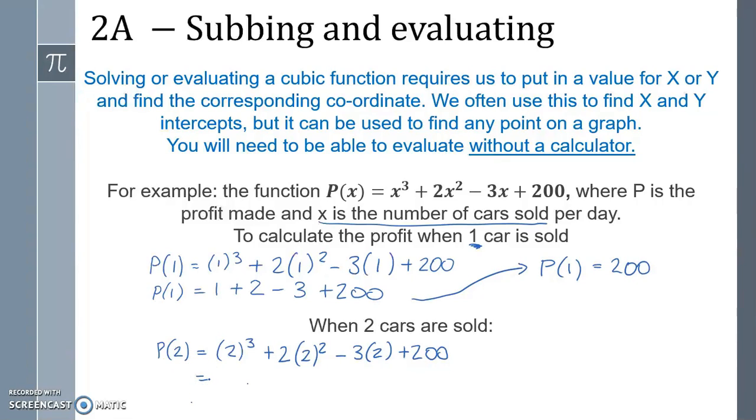2 cubed is 2 times 2 times 2. 2 times 2 is 4, times 2 is 8. 2 squared is 4, times 2 is 8, minus 3 times 2, which is 6, plus 200. So 8 plus 8 is 16, take away 6 is 10, plus 200 is 210. So the profit made when 2 cars are sold is 210. Again, you can see more examples of that if you wish to.